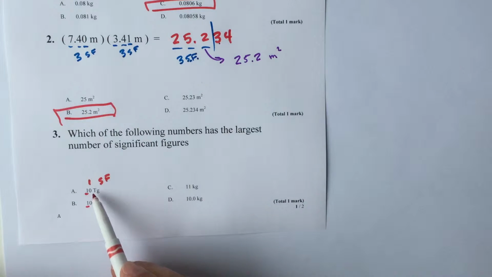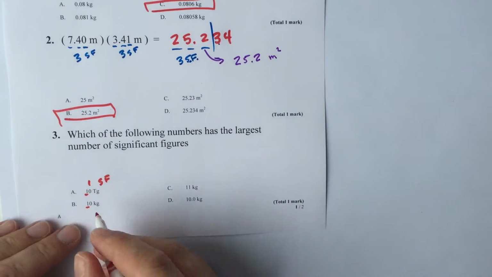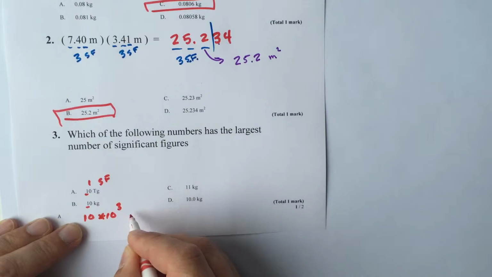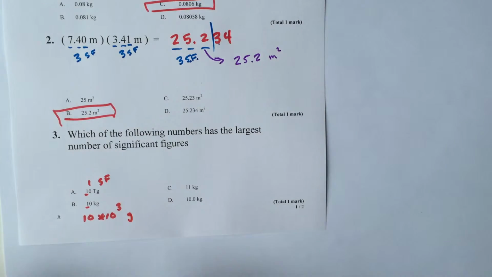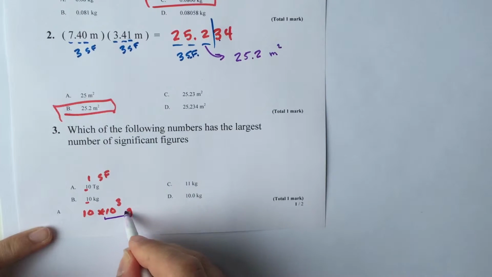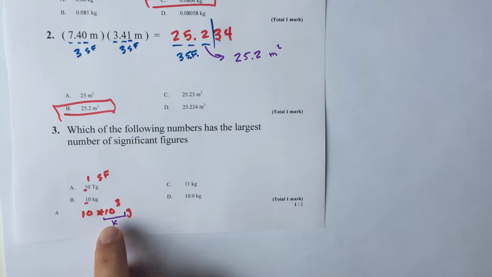You might ask about the tera or the kilo, but those really are like saying the kilo is like saying 10 times 10 to the 3rd grams, right? Because this is what kilo means, is times 10 to the 3rd. And just like before, we do not include those in our decision-making process for significant figures. Those are just place values.